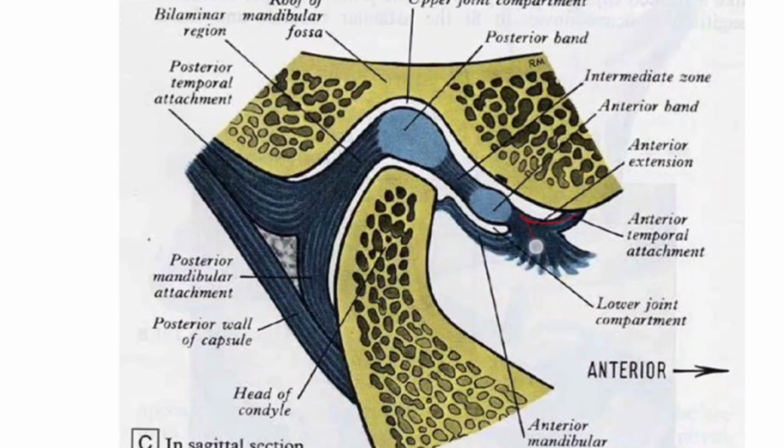So this is the anterior extension, the anterior thick band, this is the thin intermediate zone, this is the posterior thick band, and this is the bilamellar zone. This is the upper lamella and this is the lower lamella. In between them, we have the venous plexus.